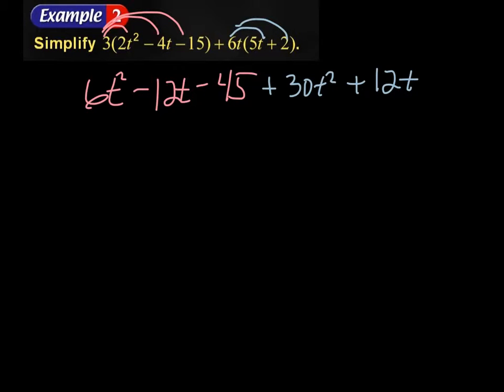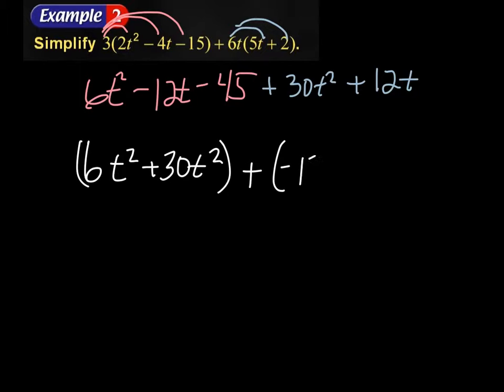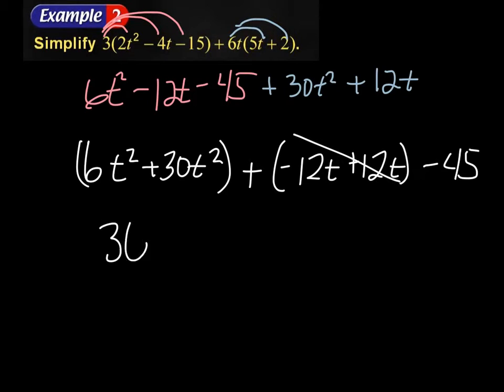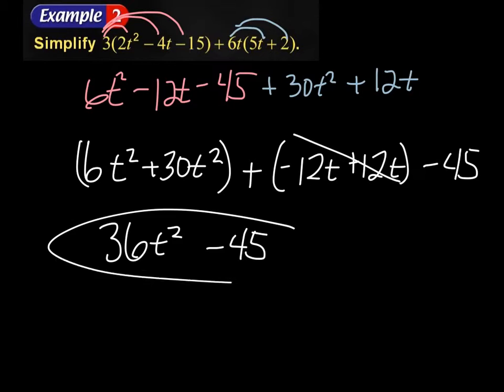And I want to rearrange and add my like terms. So I've got t squared, so let's just put those by each other. And then I have t's. Oh, those are actually additive inverses. Goodbye. And then we have the minus 45. So all I really have left to combine is the t squared, so I'm going to have 36t squared minus 45. It's what that whole mess simplifies down to. Not bad.